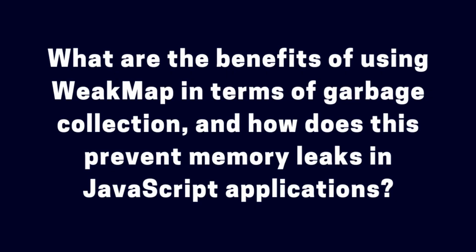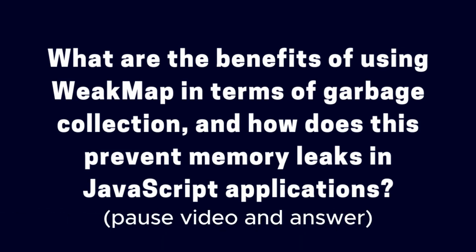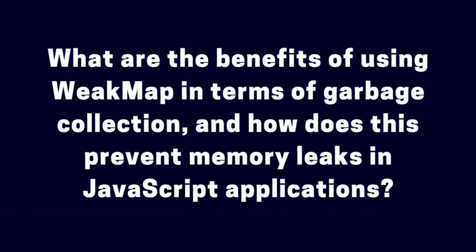What are the benefits of using WeakMap in terms of garbage collection, and how does this prevent memory leaks in JavaScript applications? WeakMap allows objects to be garbage collected when there are no other references to them, even if they have private data stored in the WeakMap. This helps prevent memory leaks by ensuring that memory used by objects no longer in use is freed up automatically.